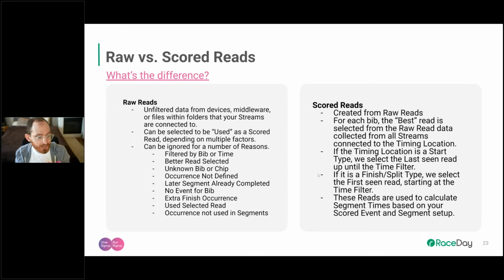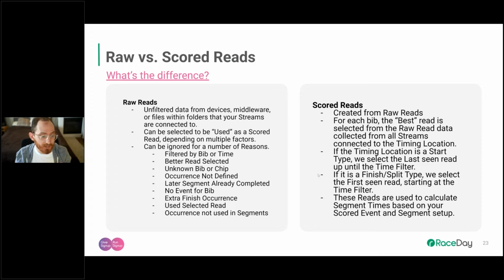A better read could have been selected. So let's say you had someone with 4 finish times. We always pick the first one. So the other 3 are going to say, hey, there is a better read selected, the earlier one for a finish. And similarly, if you had 4 reads at the start that were after the gunshot, well, we always pick the 4th one, the later one, and the first 3 will say better read selected. Unknown bib or chip means that, hey, I got a read for a bib, but I have no participant to look at for that bib number.